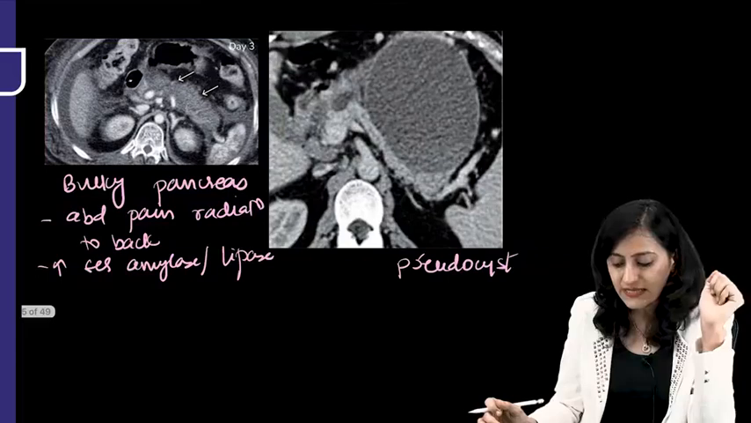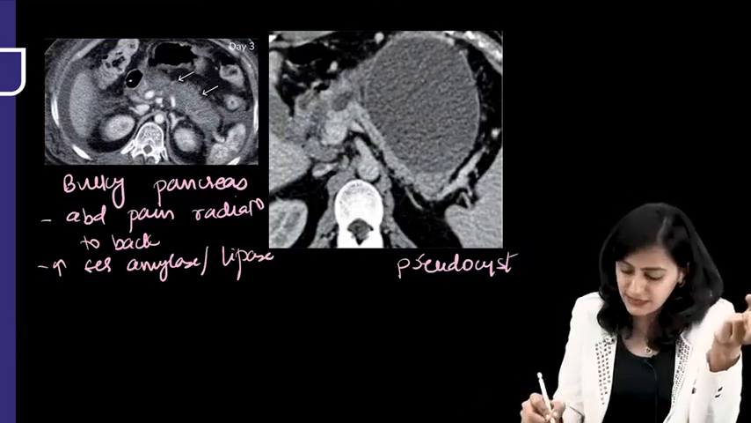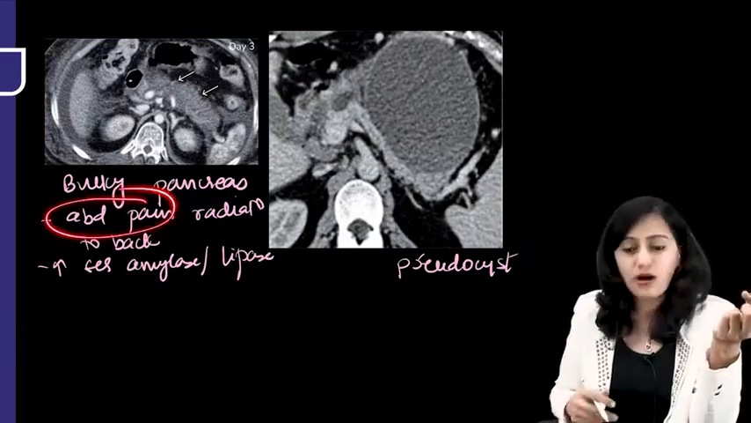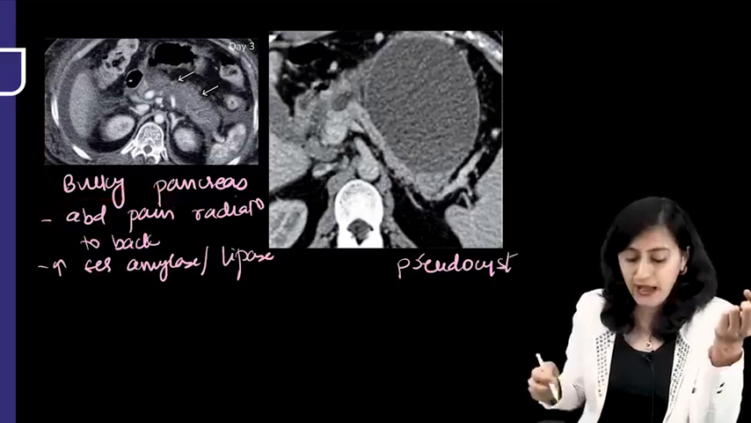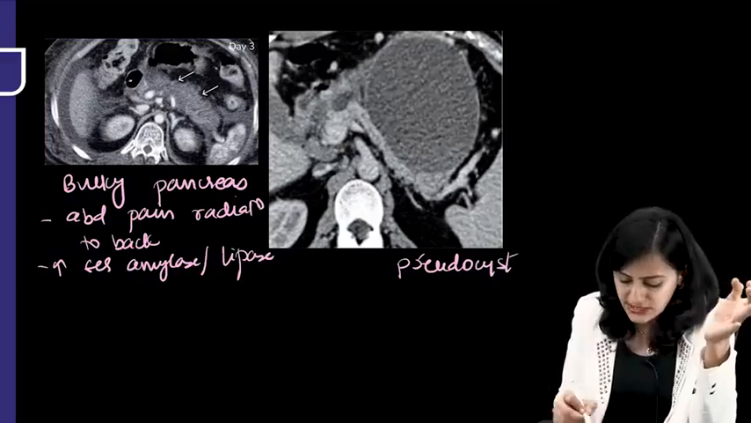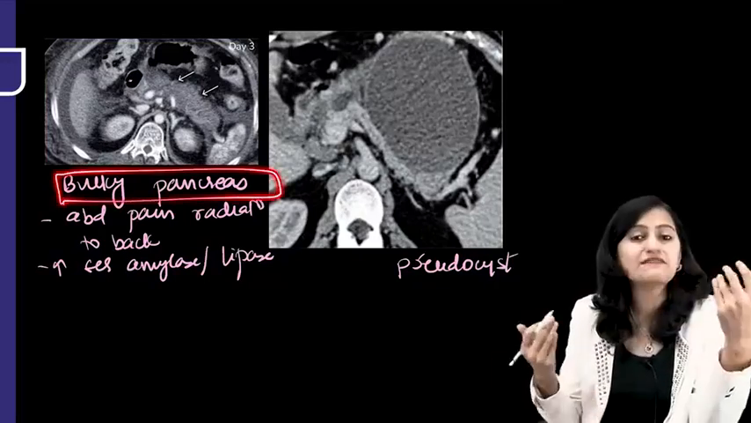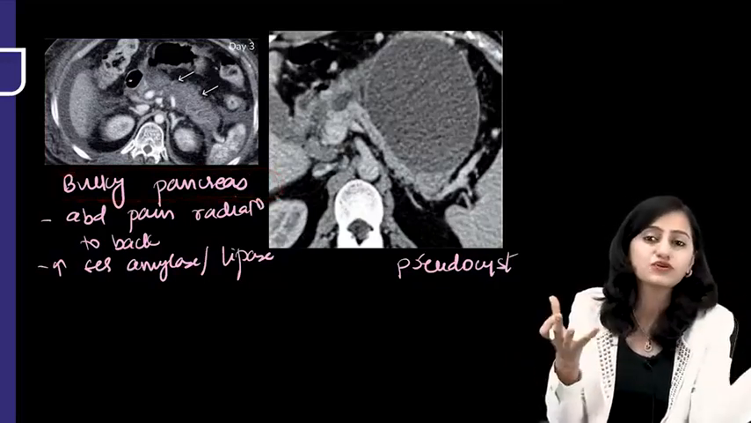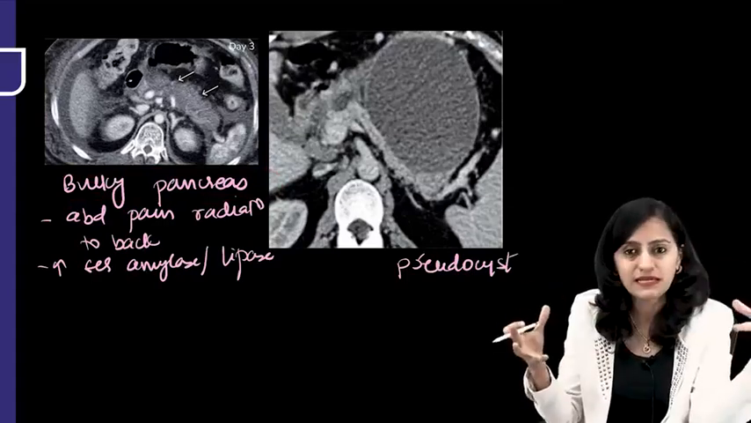Now coming to the pancreatic pathologies. In acute pancreatitis, a patient presents with abdominal pain radiating to the back, serum lipase and amylase are increased, and on CT there is a bulky pancreas. Again, because of acute inflammation, the pancreas will be bulky.